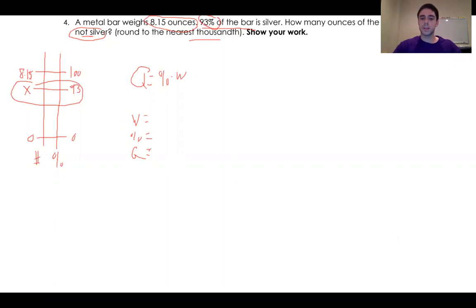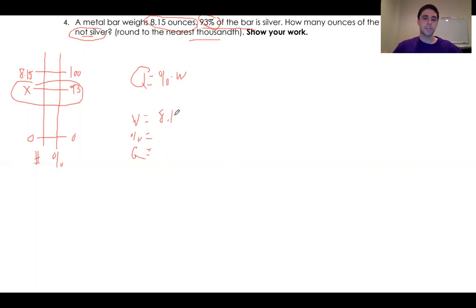Not quite X. X is going to be how much of the bar is silver, so that can't be our whole. And 93% is going to be the percent of the bar that's silver. What's going to represent our whole? Right. What is going to represent the whole entire bar? What value is going to represent that? Excellent. Good job, everyone. That's going to be 8.15.